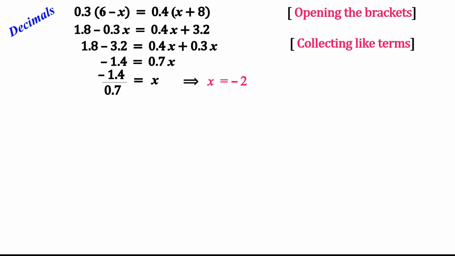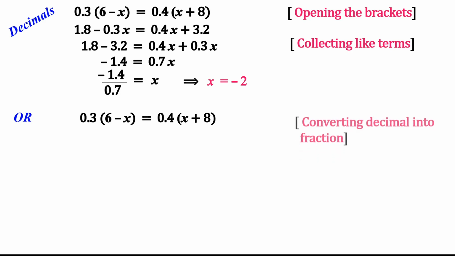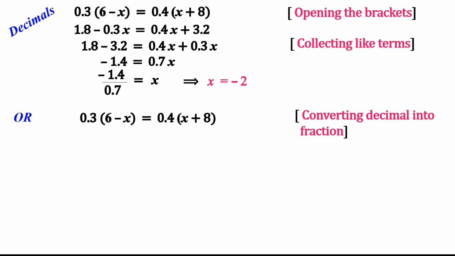Now we will do the same question by one more method, and that method is where all the decimal parts will be changed into fractions. Let us see how to solve this. This is one more method. The same question has been written with 0.3 and 0.4. Now we will convert the decimal into fraction. This is the first step we will do. So 0.3 becomes 3 upon 10, rest part is as it is, and in the right hand side 0.4 becomes 4 upon 10. Sorry, it is not 3 upon 10, it is 4 upon 10.